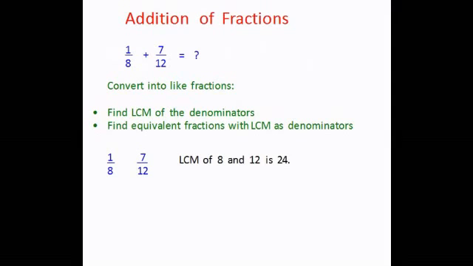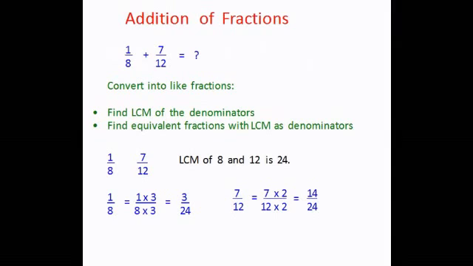Now here my denominators are 8 and 12. So what I'm going to do is find the LCM of these denominators. Now the LCM of 8 and 12 is 24. 8 3s are 24 and 12 2s are 24. Now let's find equivalent fractions for 1 over 8 and 7 over 12 where the denominator becomes 24.